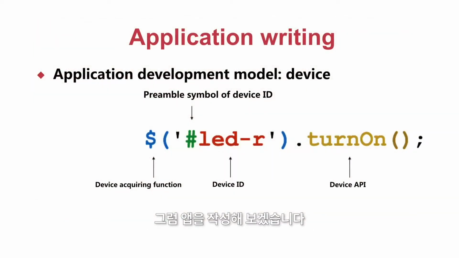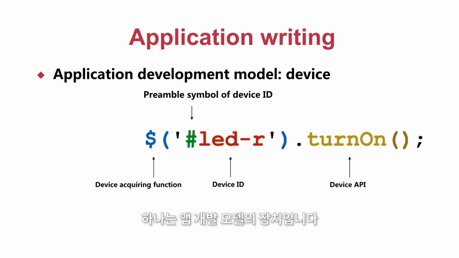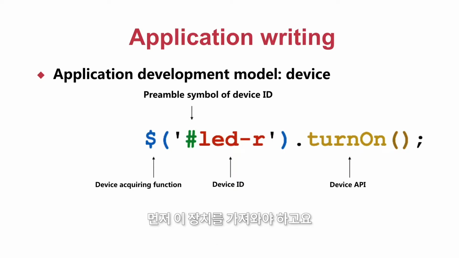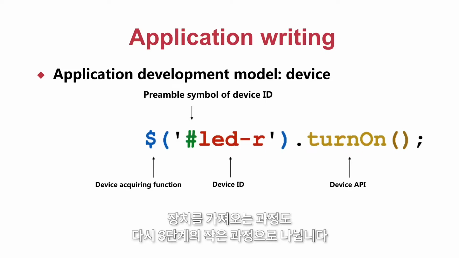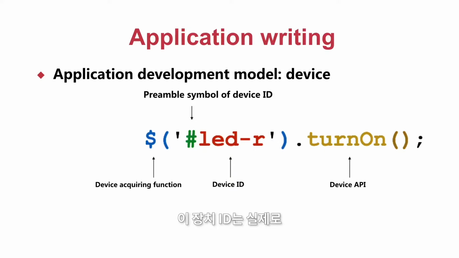Next, write the application. There are two knowledge prerequisites for writing the app. One is the device in the application development model. During our Ruff development, all hardware operations are based on a device, such an abstract thing. As for the device, there are two parts as well. First, we need to get to this device, and next, call its API to execute some actions. The first part can be further divided into three parts. One is to get the device function, which is further composed of the preamble symbol of the device ID, and the device ID. And this device ID actually represents an abstract name of this device.